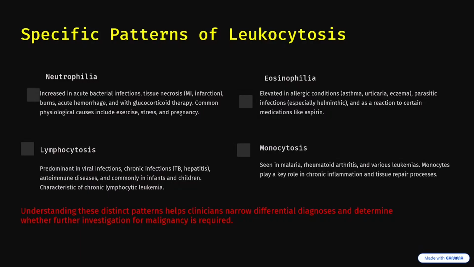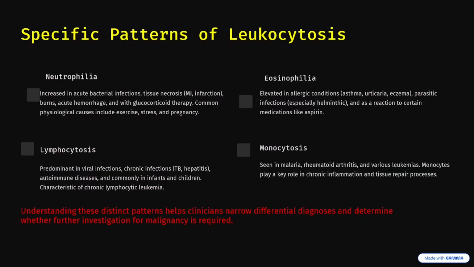Lymphocytosis is predominant in viral infections, chronic infections, autoimmune diseases, and is common in infants and children. It is a characteristic of chronic lymphocytic leukemia. Eosinophils are elevated in allergic conditions like asthma, eczema, urticaria, then parasitic infections, especially helminths, and as a reaction to certain medications like aspirin.